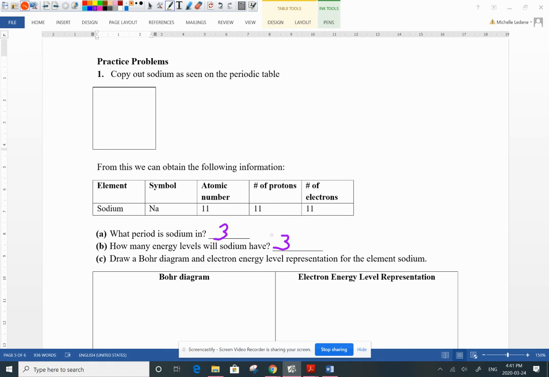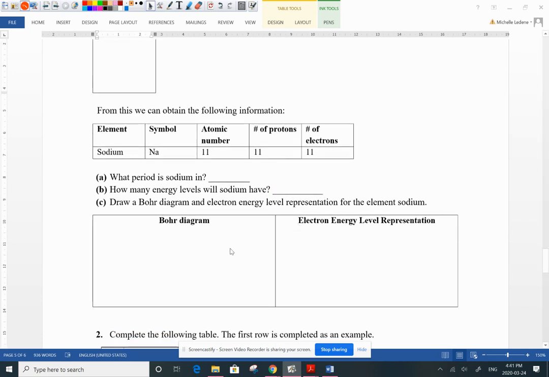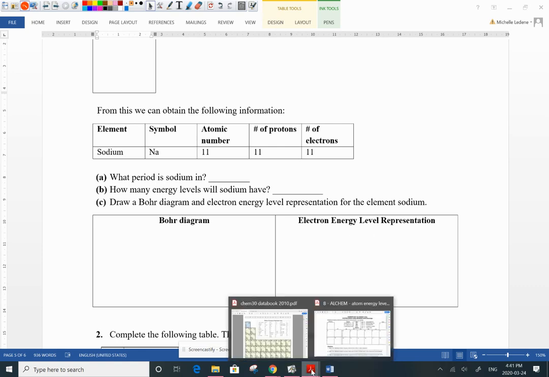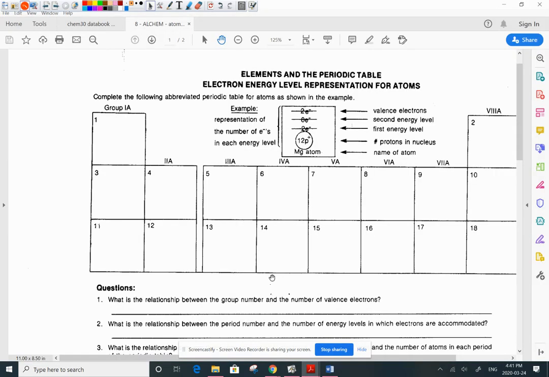Okay, so we're going to set up our Bohr diagram and then our energy level diagram. In fact, you know what? I'm going to let you do it. I'm going to let you try your Bohr diagram and the energy level diagram, and then I am going to show you what mine turned out as and see if you did it correctly. All right, so you're going to figure out the Bohr diagram and the energy level diagram. And then you also have this energy level diagrams handout to complete.